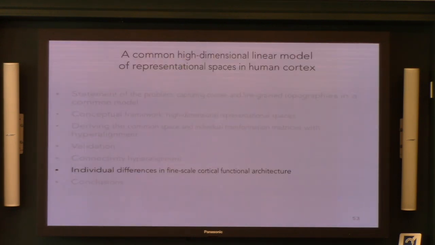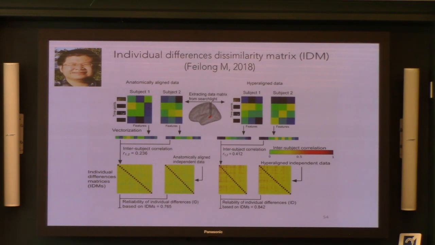Okay, and now I want to get into Fei Long's work on individual differences. There's Fei Long. What Fei Long did is he developed an index of how similar two subjects are to each other in terms of their cortical fMRI data. And to do that, he would look at the pattern of response in a searchlight, okay? And he would vectorize it. So we have one long vector for all time points, all cortical vertices for subject 1, and then we have another vector with the same time points and the same cortical vertices in another subject. And you correlate these two, and that's a measure of how similar subject 1 is to subject 2.